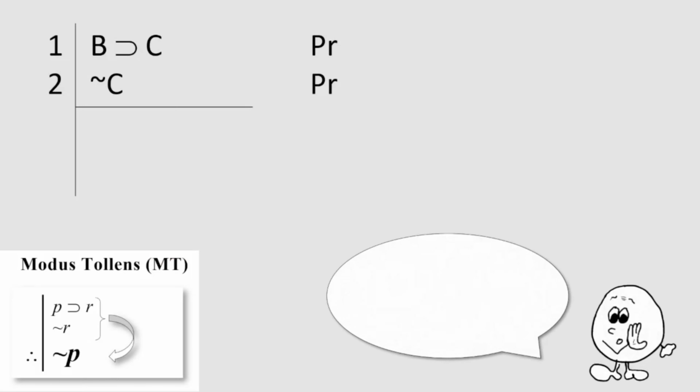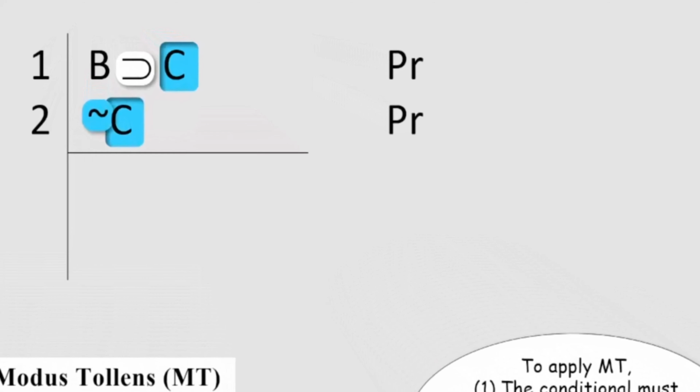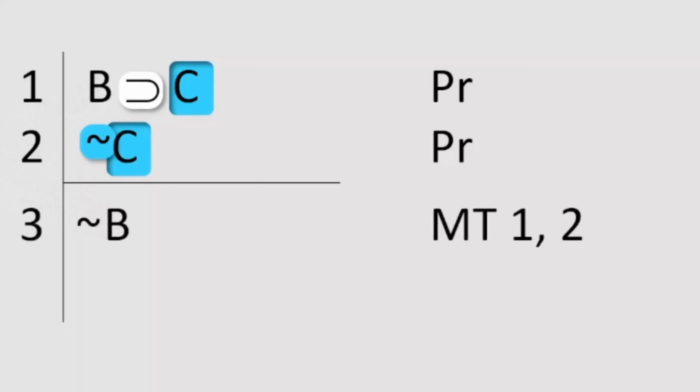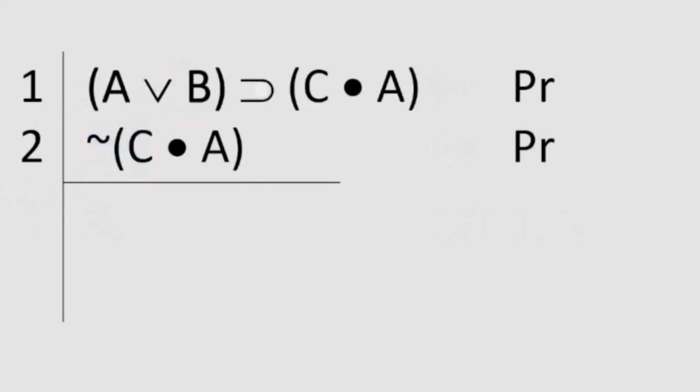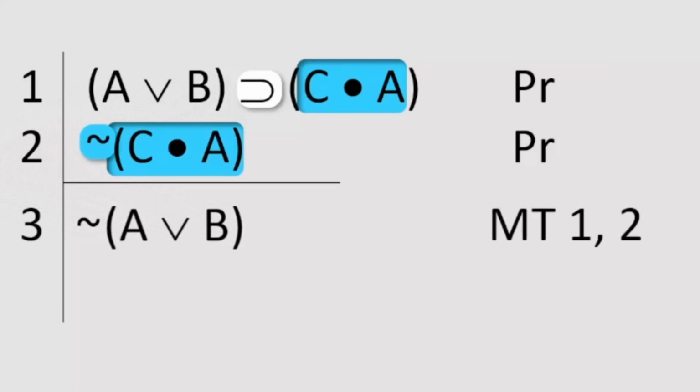To apply Modus Tollens, we must have a conditional on its own line. We have one here in line 1. We must have the negation of its consequent on another line, and we have one here in line 2. So we are allowed to infer the negation of the antecedent, which will physically involve our actually writing the negation in. Here's a more complex case, but the same principle applies. We have the conditional. We have the negation of the consequent. We are therefore allowed to infer the negation of the antecedent. If the antecedent is complex, we of course embrace it in parentheses.